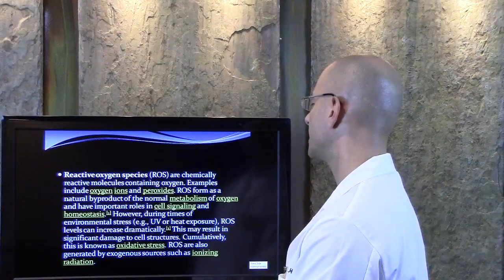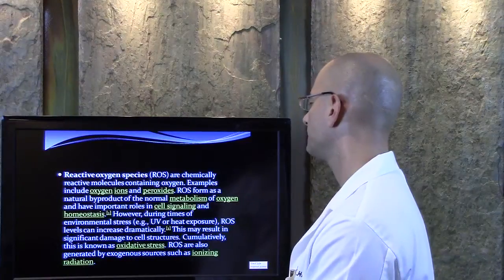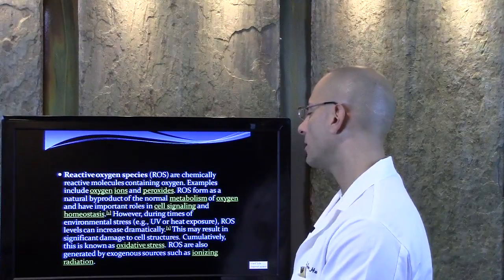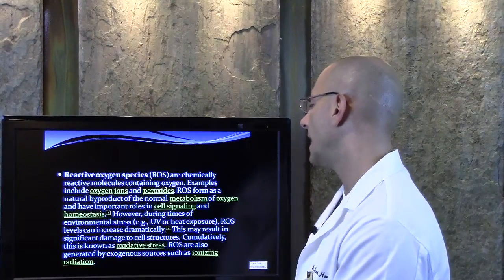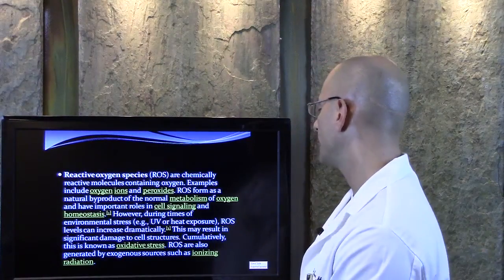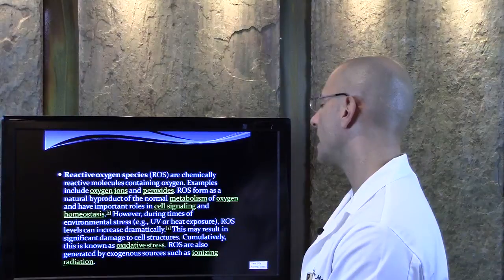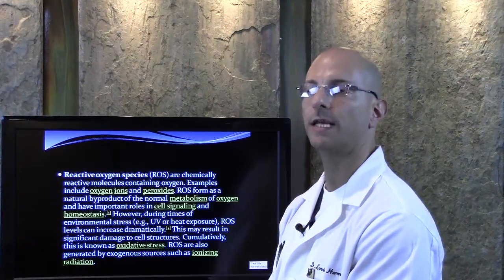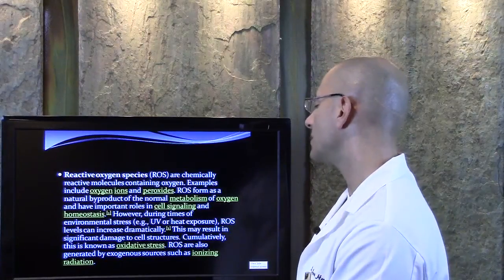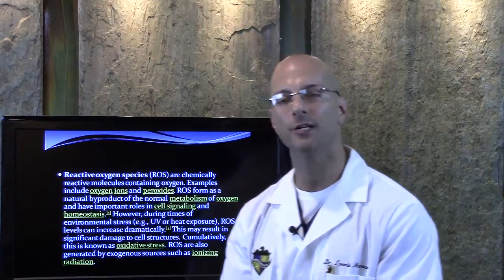ROS, or reactive oxygen species, damage your cells if there's too much of them. They form as a natural byproduct, and they can be caused by environmental stresses like ultraviolet ray exposure or heat exposure, and these levels can increase dramatically under UV light and heat exposure. This may result in significant damage to cell structures. Cumulatively, this is known as oxidative stress. Maybe you've heard that before. You'd think of taking antioxidants like alpha-lipoic acid. Reactive oxygen species are also generated by exogenous sources, meaning from the outside in, such as ionizing radiation.